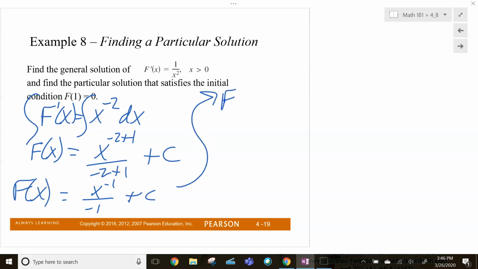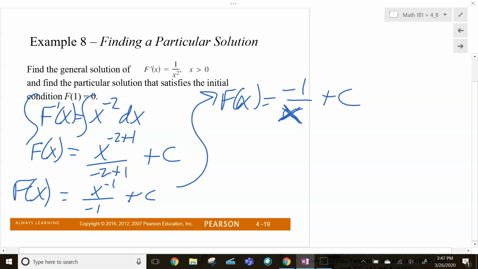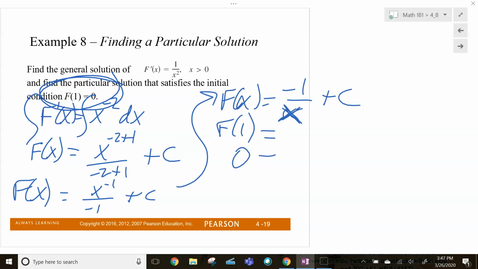Rewrite that properly. That's negative 1 over, that's just an x right there, plus a constant. Now I'm going to use the initial condition. It tells us, hey, this goes through the point (1, 0). So f of 1, which is 0, put the 1 in for x. Hey, our constant must be 1.